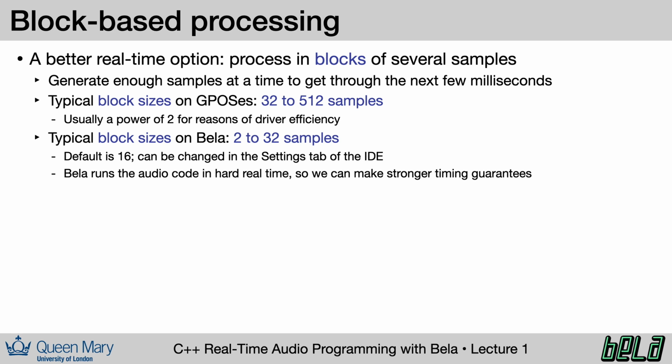On Bela, because of the Xenomai real-time operating system, we can get a much faster response time with tighter guarantees on our timing. What that means is that we can use much smaller block sizes, potentially as low as 2 samples. We'll come back to this in a later lecture, but the default on Bela is 16 samples.